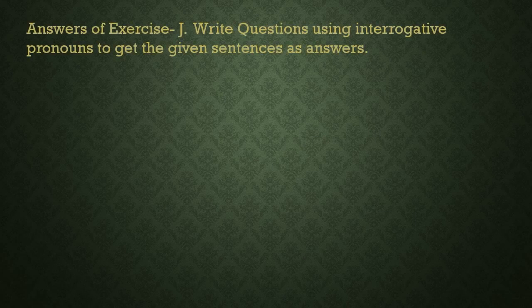Answers of exercise J are given here, but I request all of you to please check them with your answers. Don't fill in the answers directly. And in this question, as they have asked you to use interrogative pronouns to get the given sentences, you have to follow the same, right? So the number 1 answer is given, as we have already read it before. Ajit's brother left the fridge open. What would be the question? Who left the fridge open?